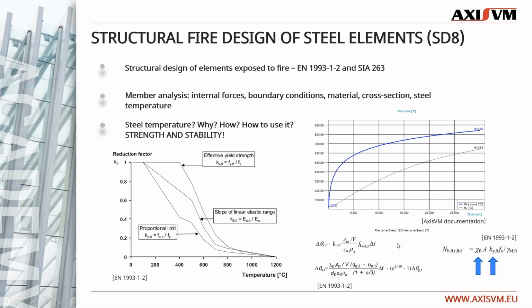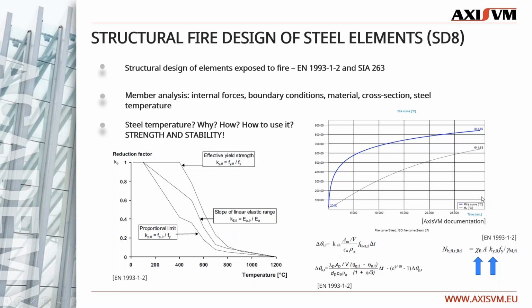How can we calculate the steel temperature? It is very easy because Eurocode 3 gives us closed formulae to obtain the steel temperature. For example, here I listed the first one for unprotected steel members and the second one for protected elements. As you can see, if we have a few parameters, we can obtain the steel temperature, shown as a black curve here in this figure from the AxisVM documentation.